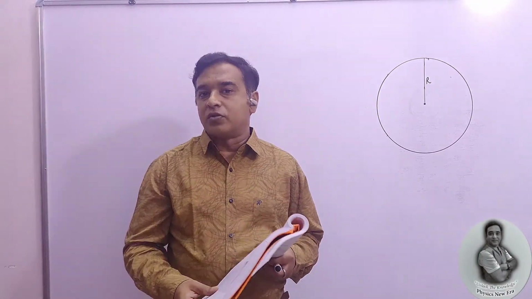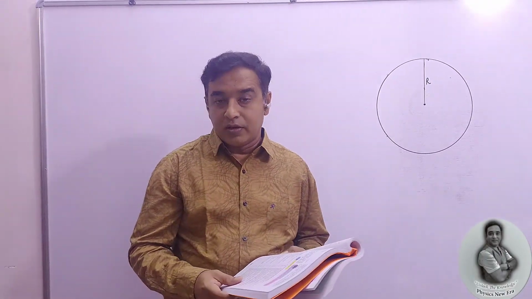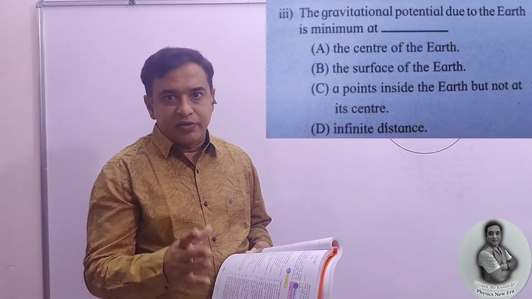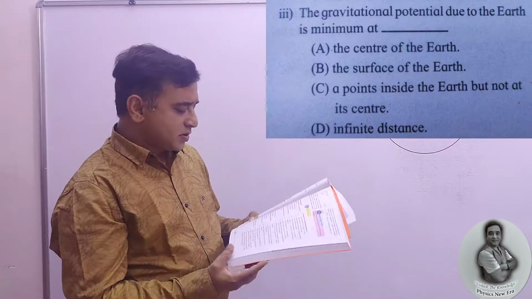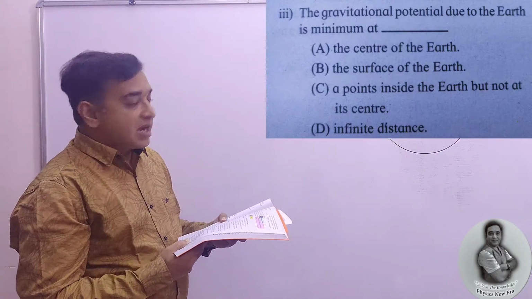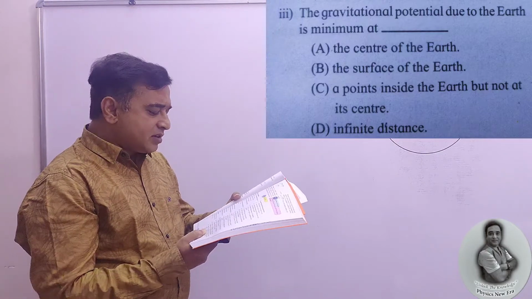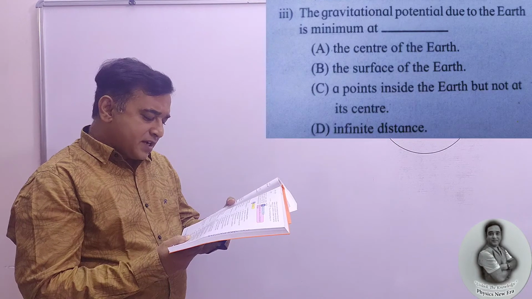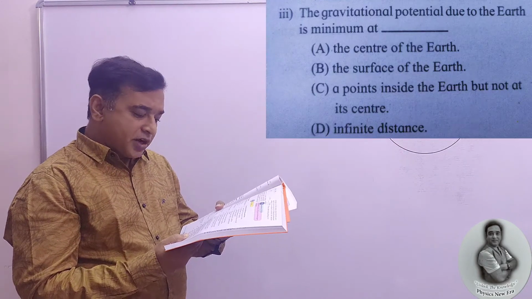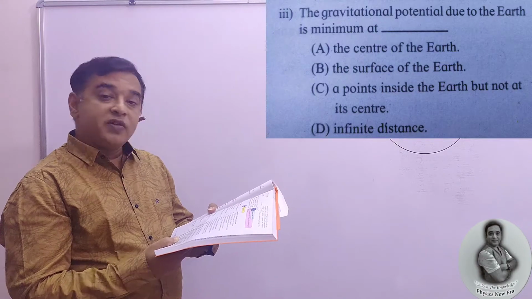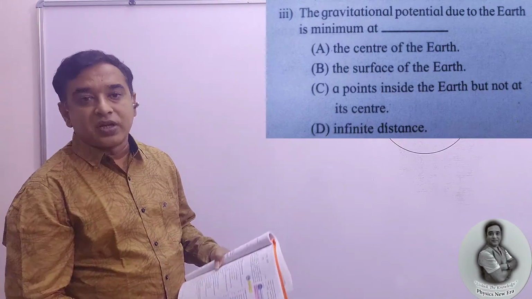Now we have the third MCQ, which is quite interesting. Easy to remember, but quite tricky. The gravitational potential due to the earth is minimum at: A. The center of the earth. B. The surface of the earth. C. A point inside the earth but not at the center. D. Infinite distance. Let us check.